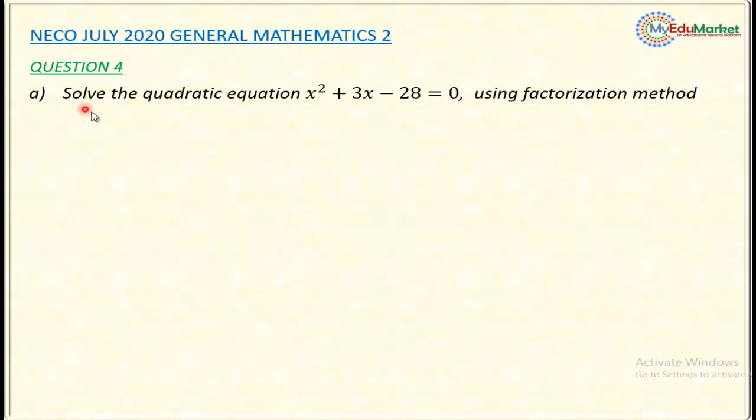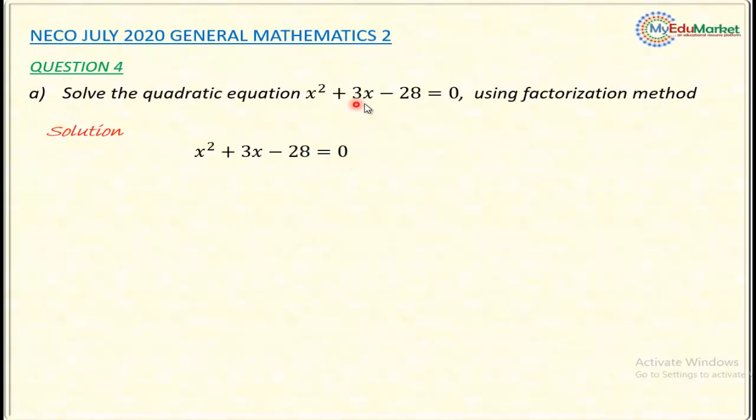This question says solve the quadratic equation x squared plus 3x minus 28 equals 0 using the factorization method. So let me attempt to answer that. The method we must use in this case is the factorization method. We will not use the completing the square method or the general formula method, but only the factorization method. So let me copy the quadratic equation. It is x squared plus 3x minus 28 equals 0.